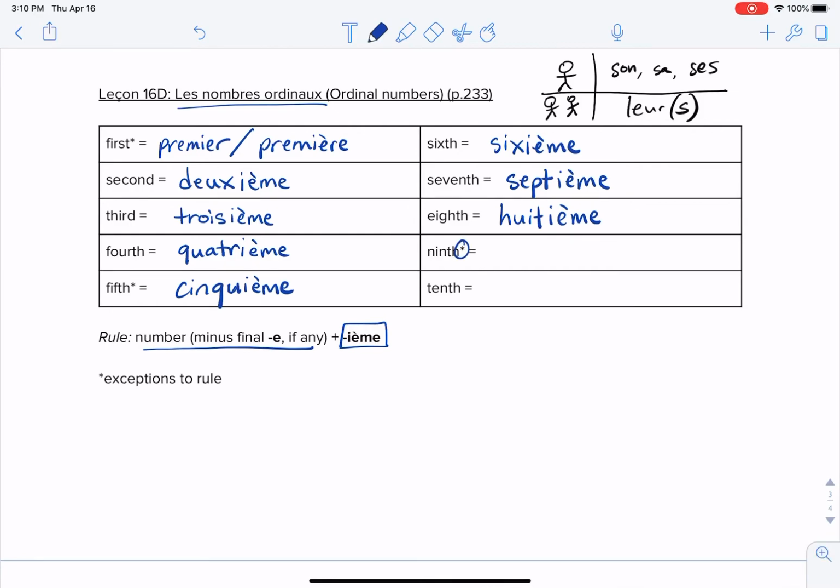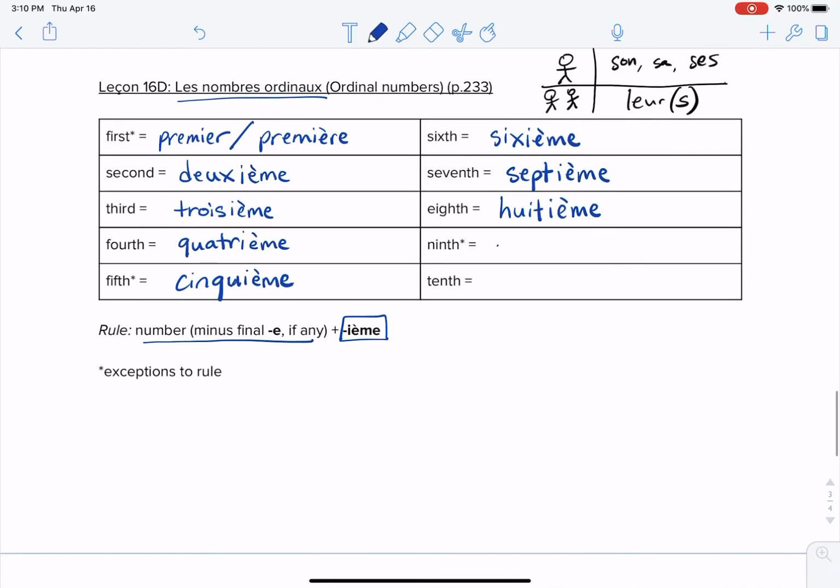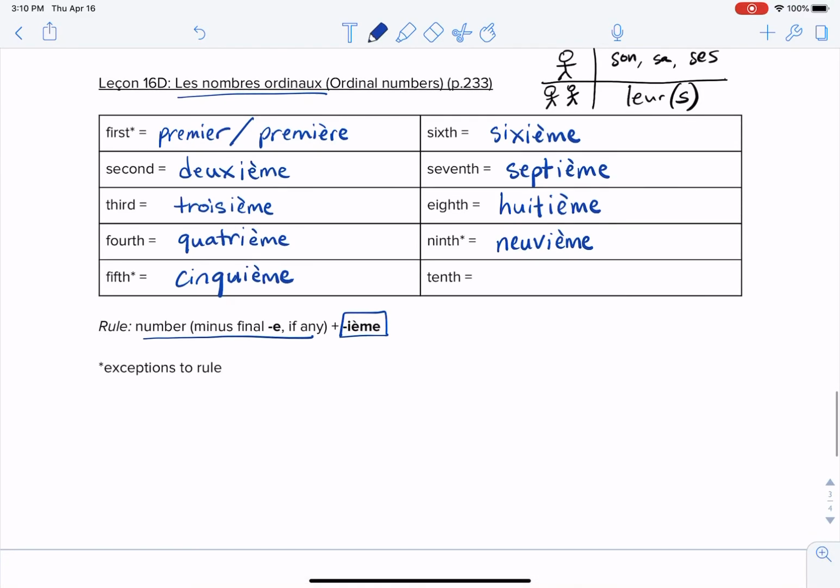9th. We see that this is an exception. Number 9 is normally neuf. But here what happens is I'm going to erase that F, and swap it out for a V. Neuvième. It's just a little easier to say neuvième than neufième. And 10th, 10, becomes dixième. Dixième.